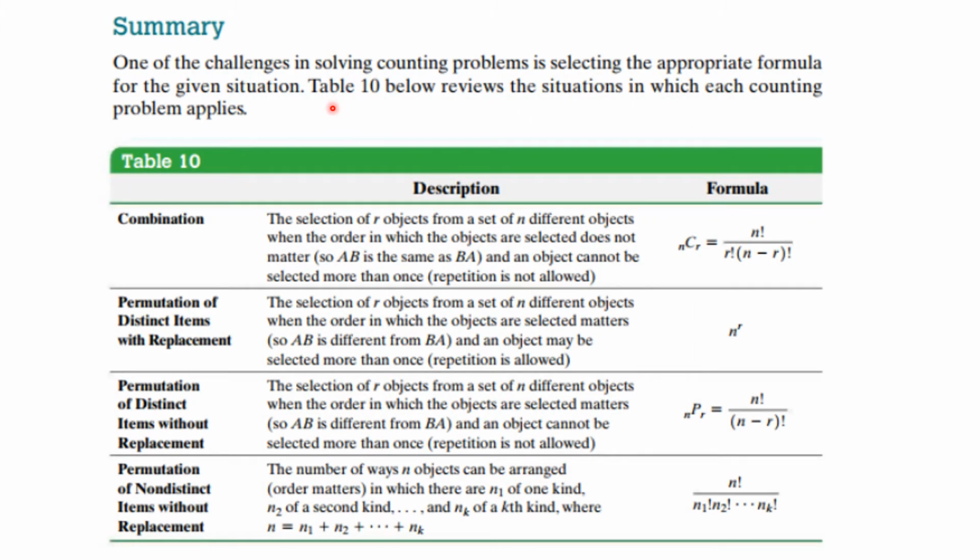Now, one of the challenges in solving counting problems is selecting the appropriate formula for the given situation. And it is crucial that you think about, does order matter? So we review this here, and we have 4 different things. This is a very nice summary of what we did at a very high level. We talked about combinations, where order doesn't matter, permutations with replacement, permutations without replacement, and permutations of non-distinct items without replacement. A lot to think about.